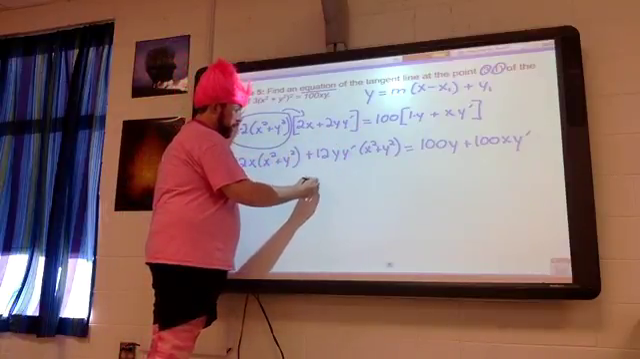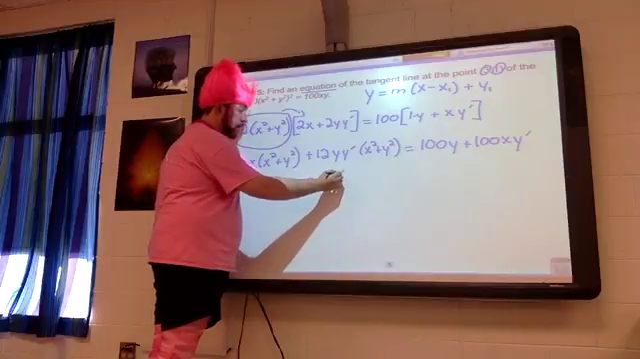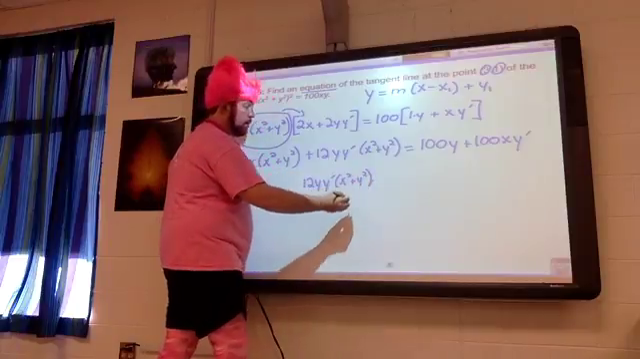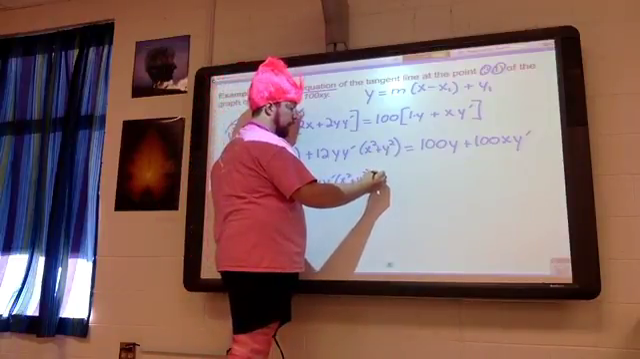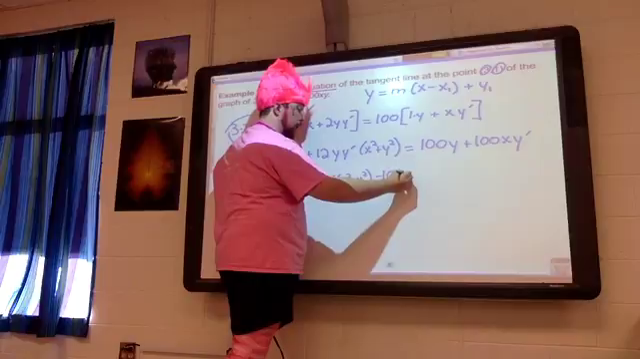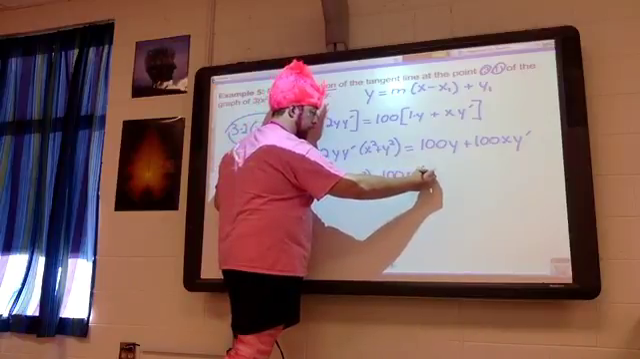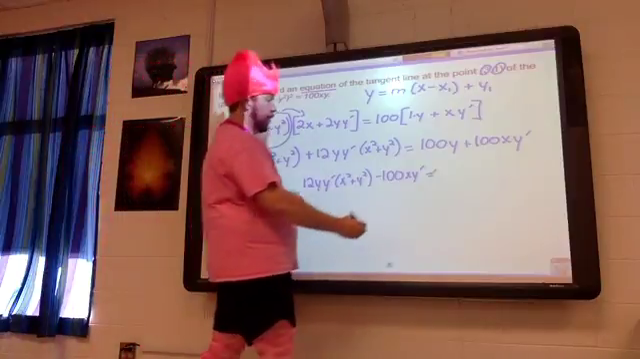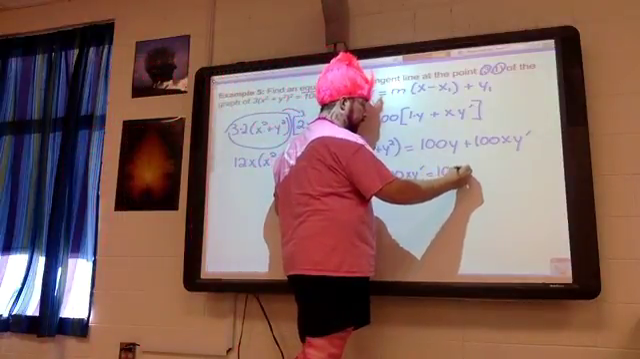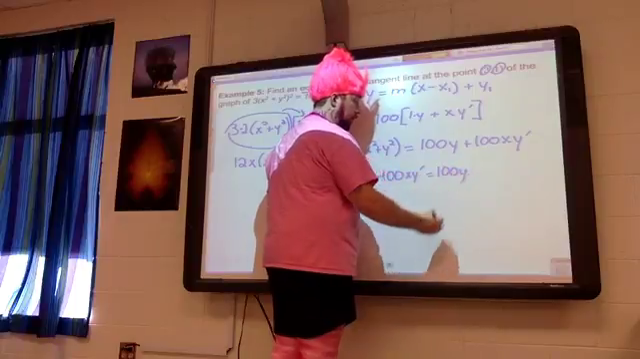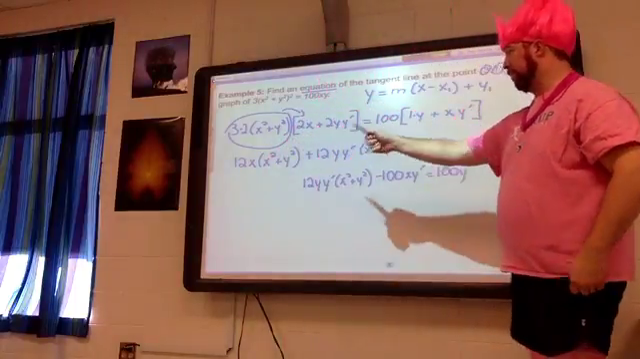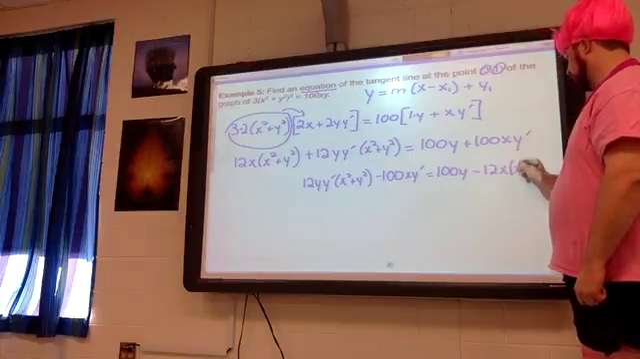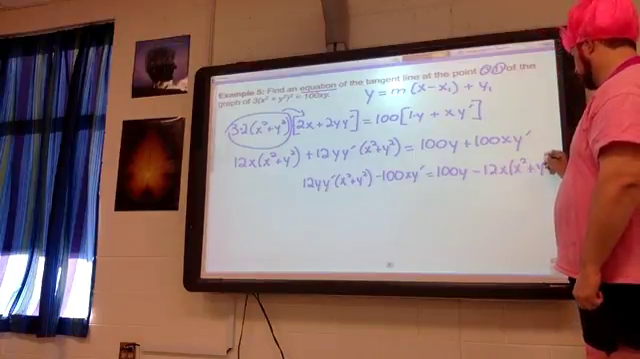So I'll get 12 y prime times x squared plus y squared minus, I was right the first time, 100x y prime is equal to, and on the other side I'm going to have the 100y, which was there, and I'm going to subtract all that business over there. The minus 12x times x squared plus y squared.